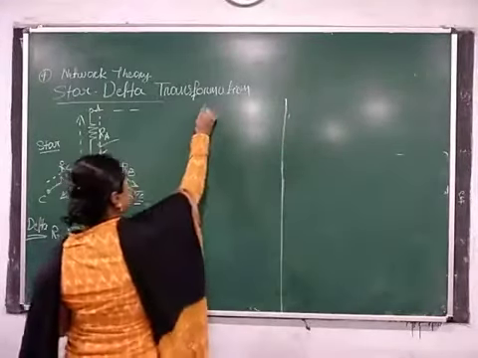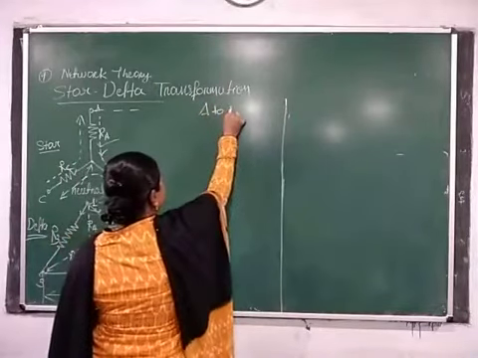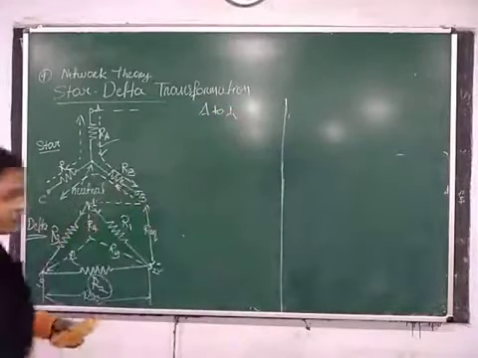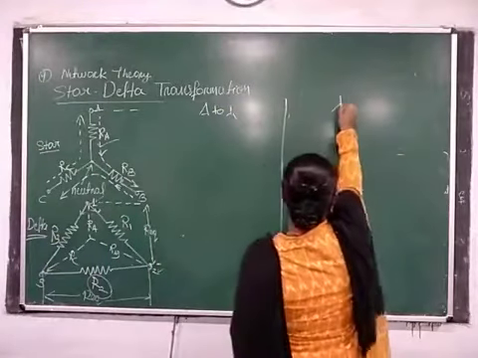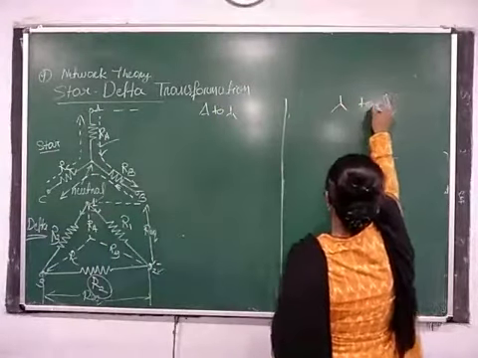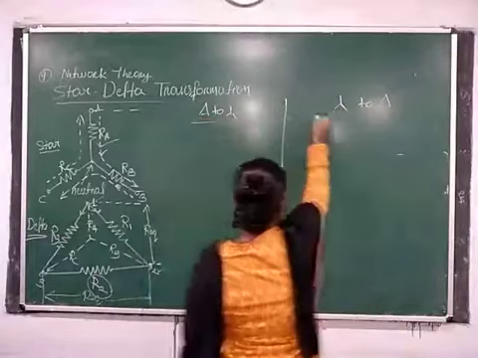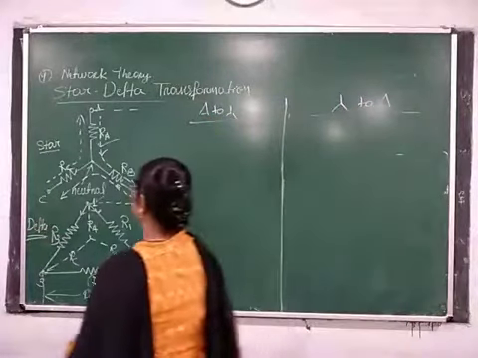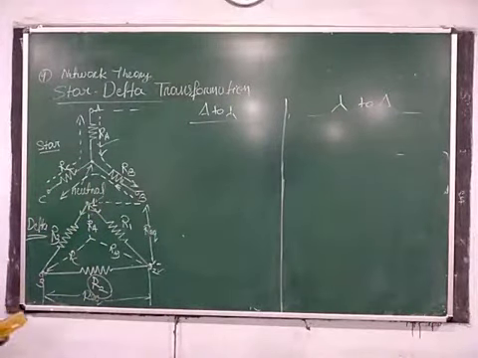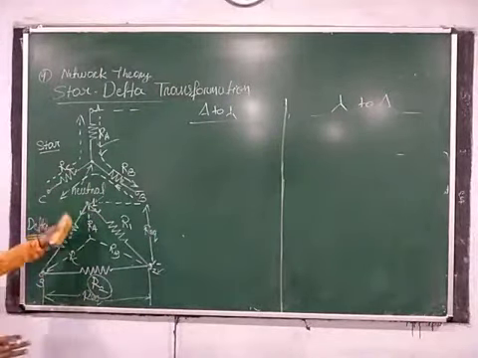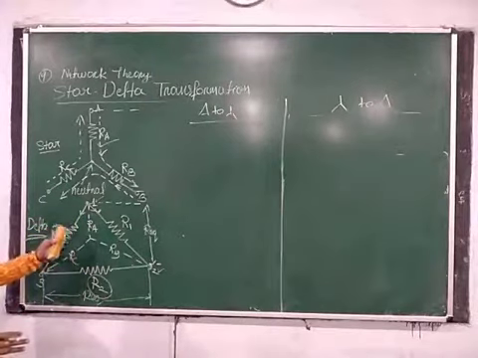I write here delta to star, and here I write star to delta. If you remember equations 11, 12 and 13, it means how you find the equivalent resistance of star with respect to delta.